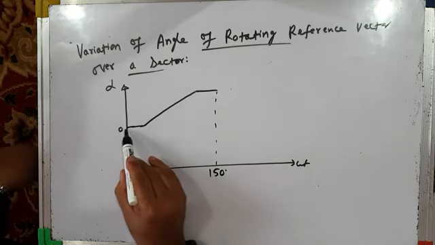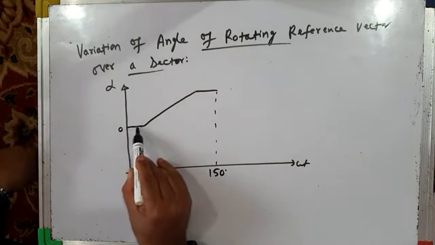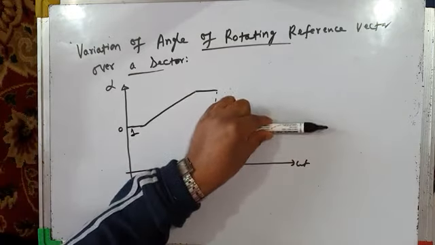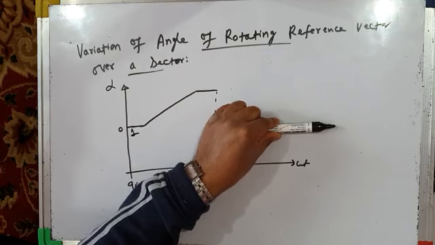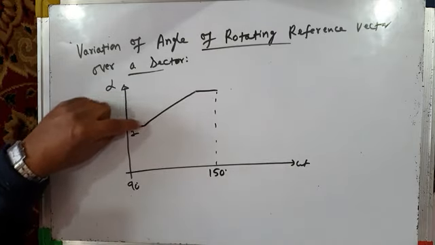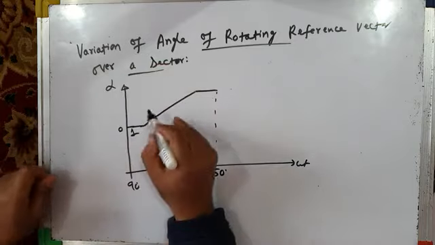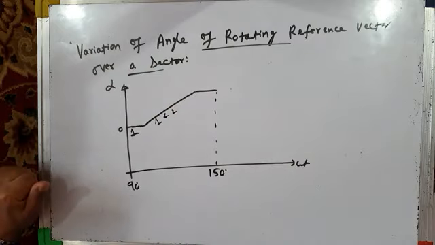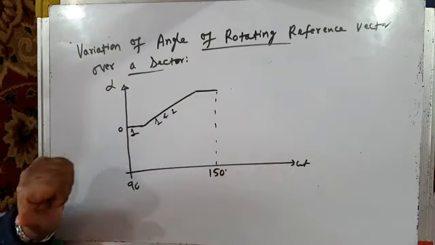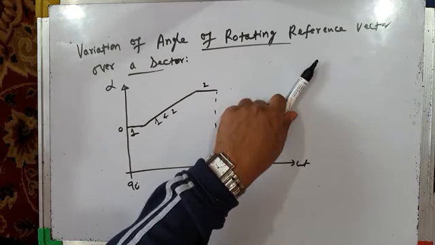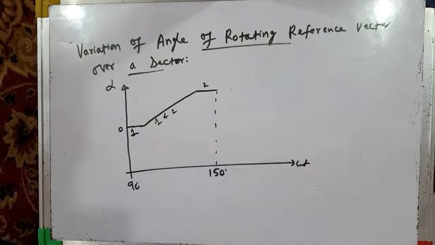During this period, your angle of rotating reference vector does not change, because during this period only active vector 1 is applied, for maybe 5 degrees or 10 degrees. And then there is switching between 1 and 2. Both active vectors are applied, no null vector will be applied, and your rotating reference vector will move along the hexagon. And then here active vector 2 only is applied. So when it reaches active vector 2, only active vector 2 is applied and it remains there for some time.